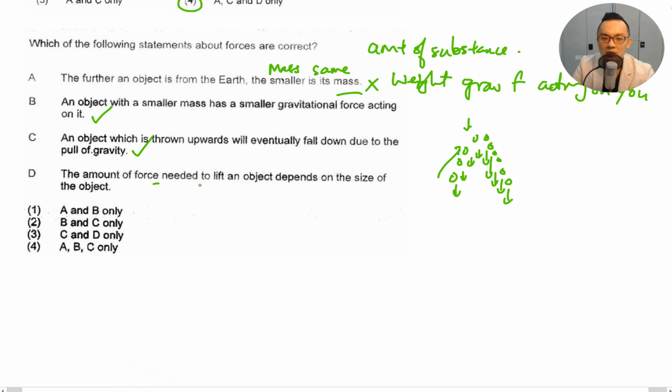The amount of force needed to lift an object depends on the size of the object. So this is wrong. It doesn't depend on the size. It depends on the weight of the object. All right. So the heavier the object, the more force you need to lift it. The lighter the object, the less force you need to lift it. So the answer is B and C, number 2.